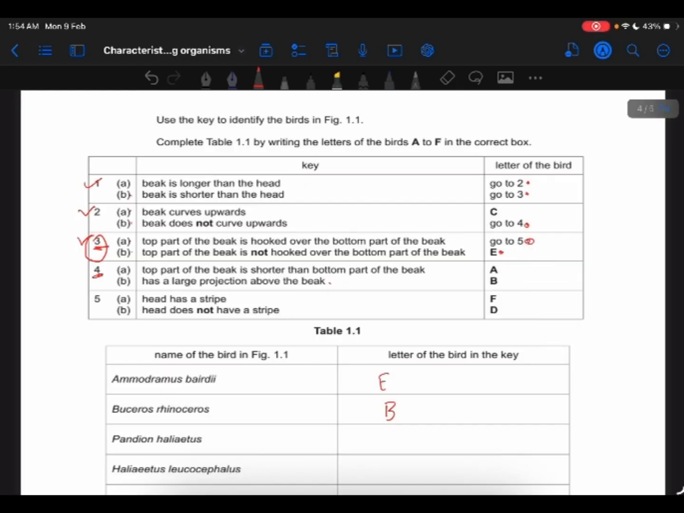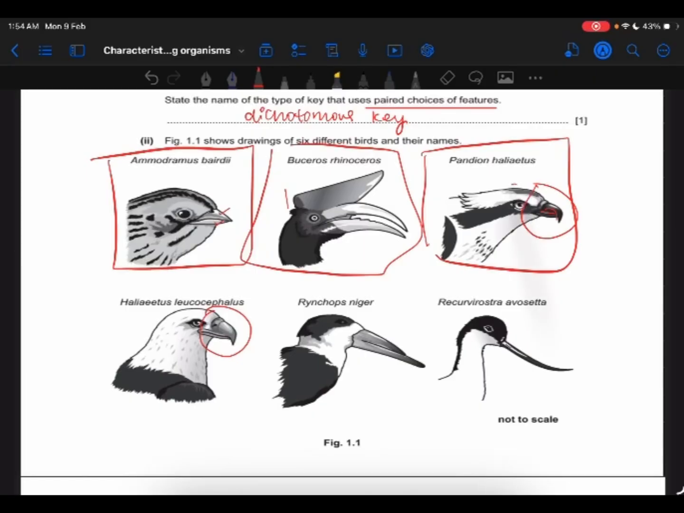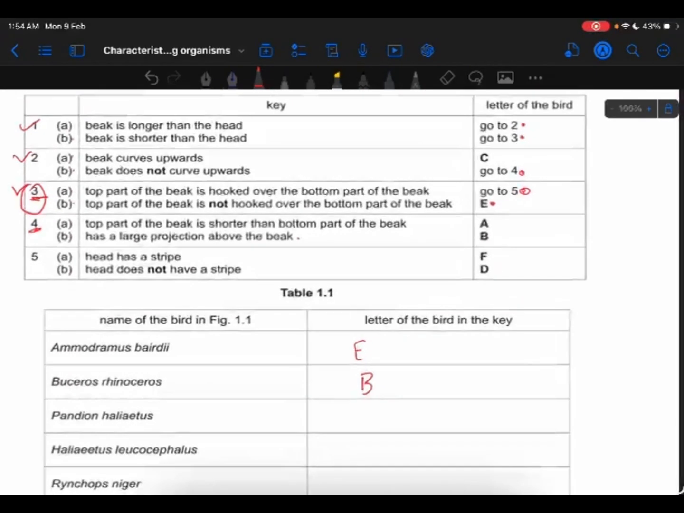Go to 5. Head has a stripe or head does not have a stripe? Head does have a stripe. See, guys, super apparent and so easy to spot. These are such easy marks to gain.